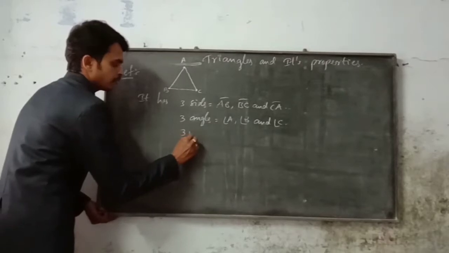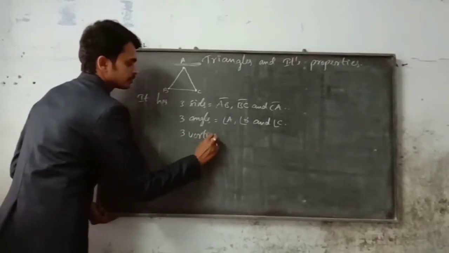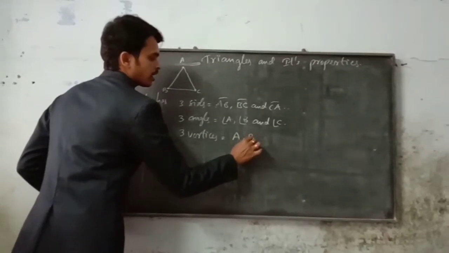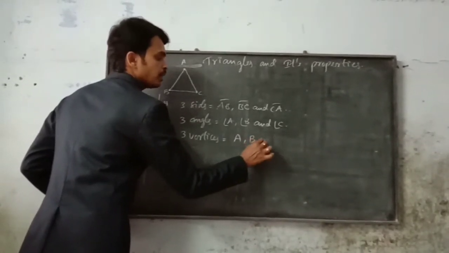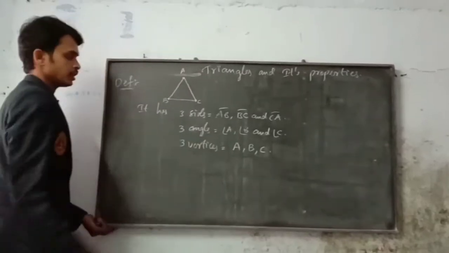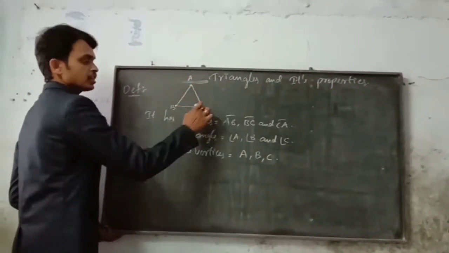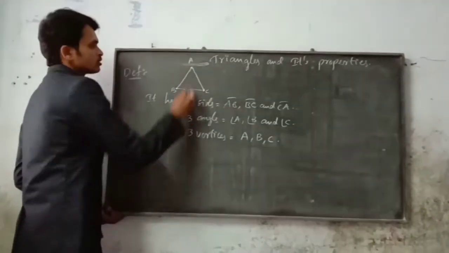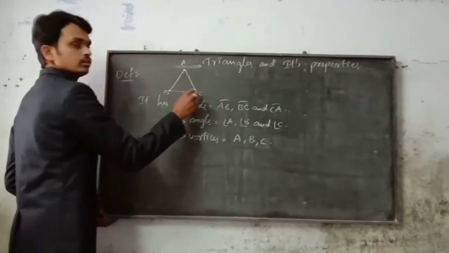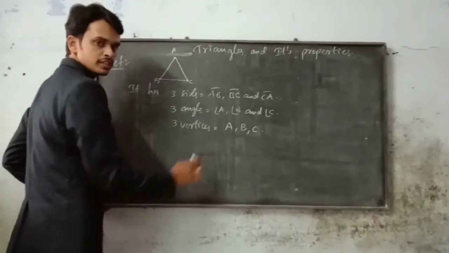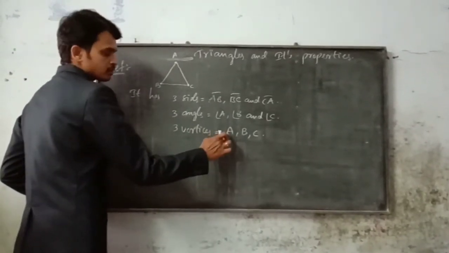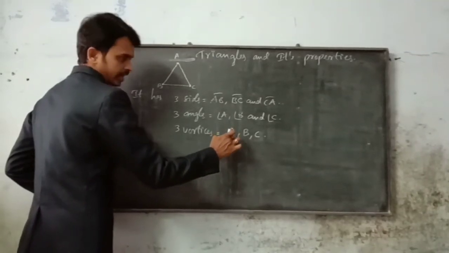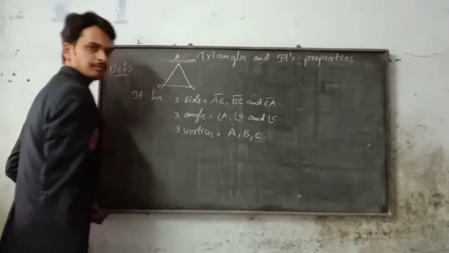It has three vertices. The vertices are A, B, C. Vertices are nothing but the corners of the triangle, so the triangle has three corners. The corners are always represented with capital letters: capital A, capital B, capital C.